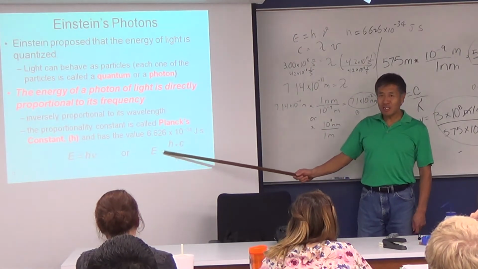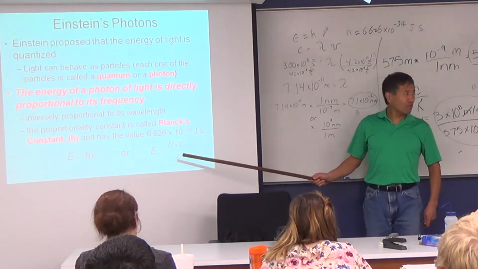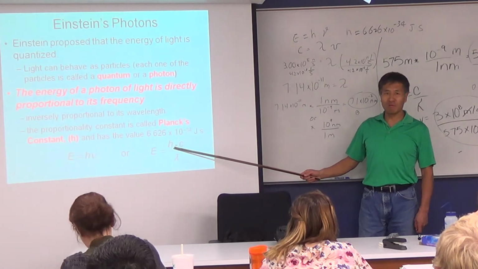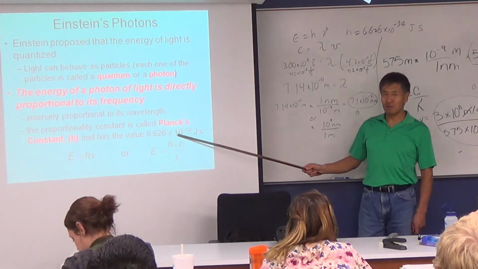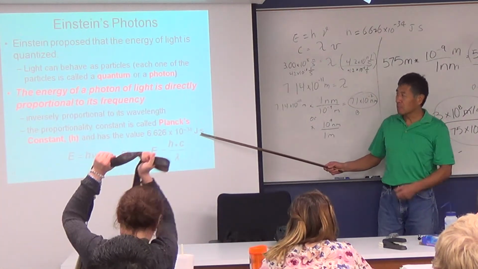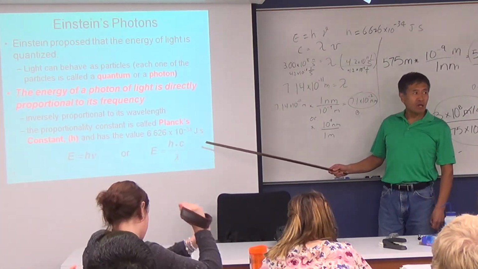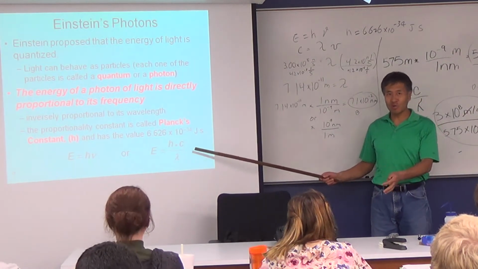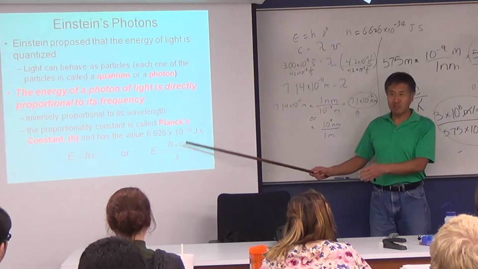Now if you want to use this one, you already know what number to use for h. Look at this number. It has units of joule times what? Second. Once you have this number, you could change it, but usually you don't change those numbers. So keep this number.